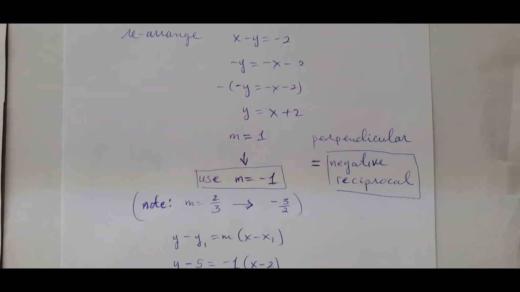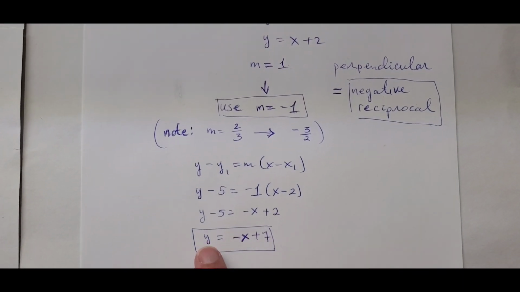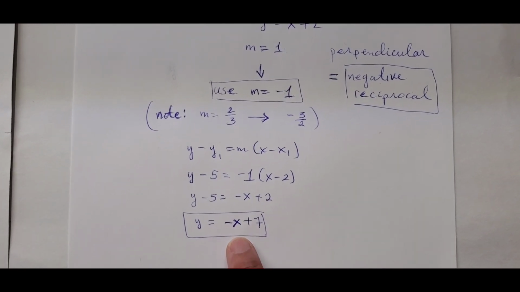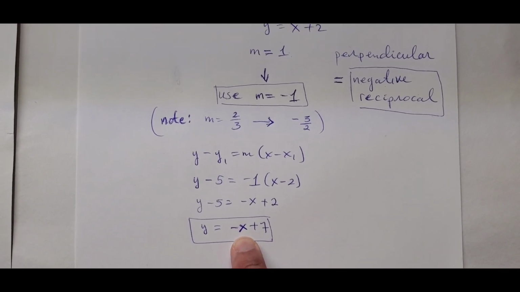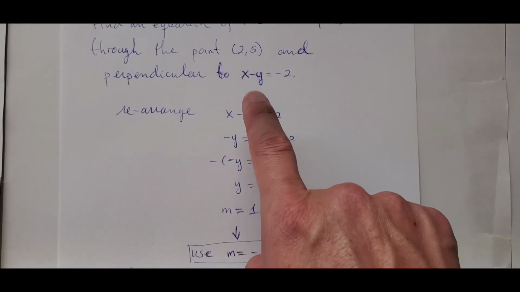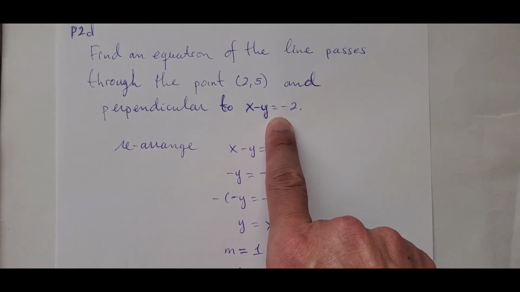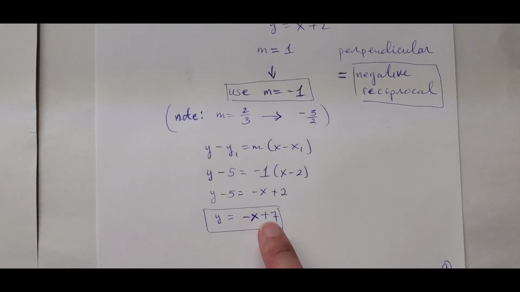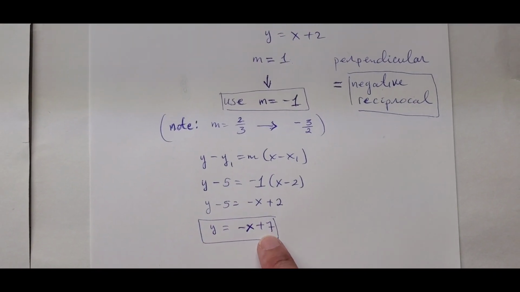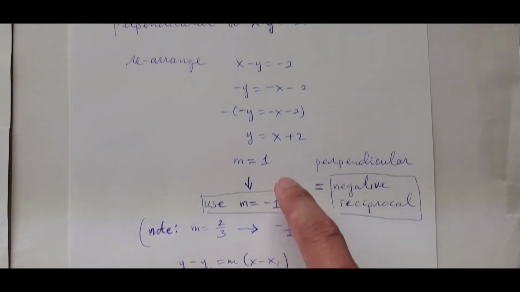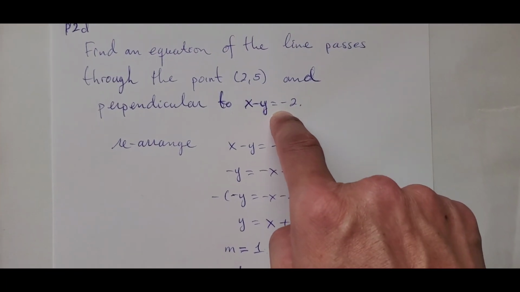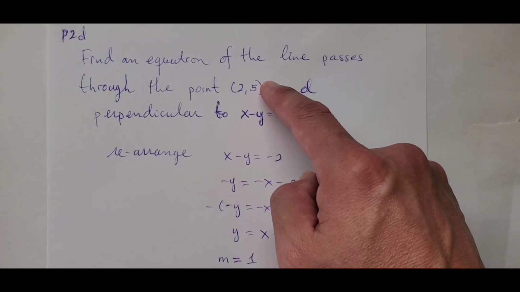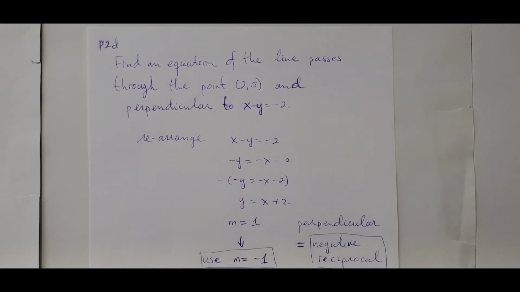One more time. This right here is the equation, the answer, the equation that is perpendicular to the given equation using this point. So one more time, this equation right here is perpendicular to this given equation and using that point. And that's how you would do the homework for this section.